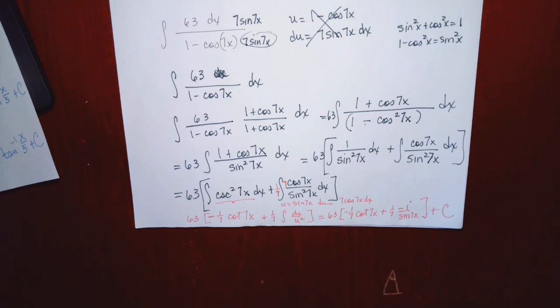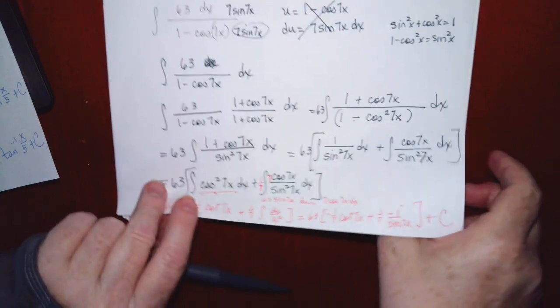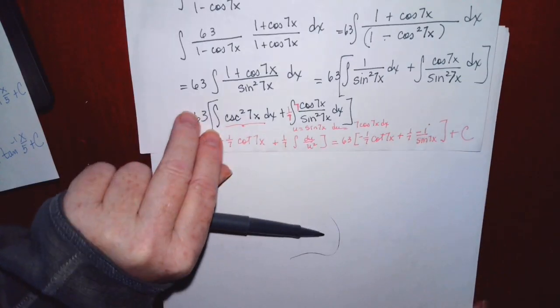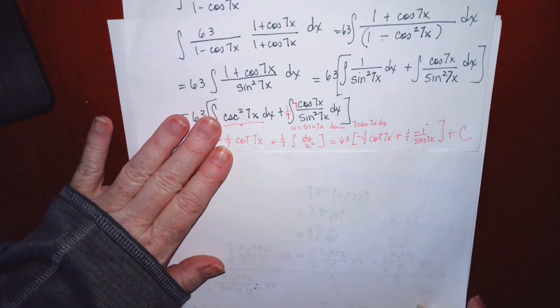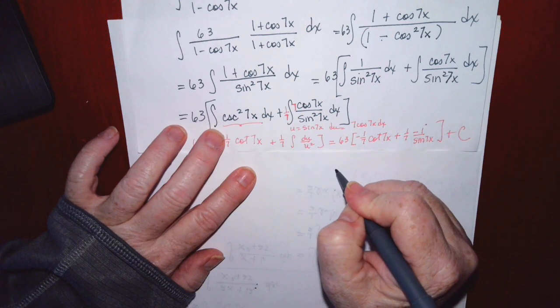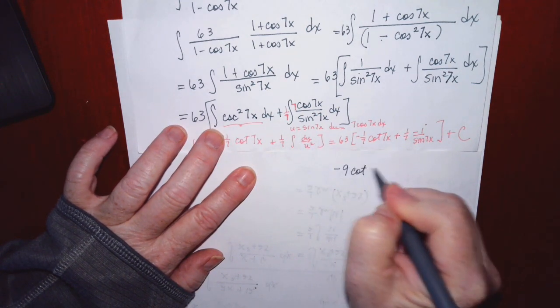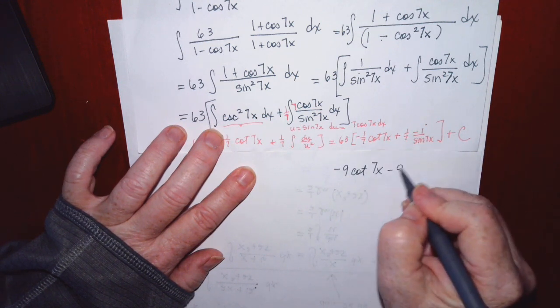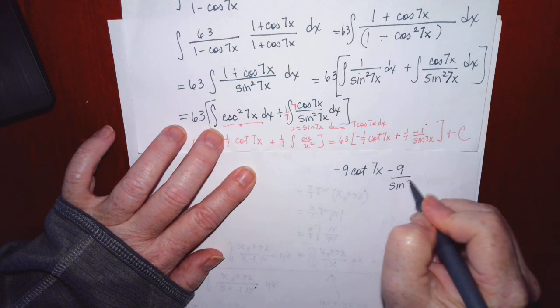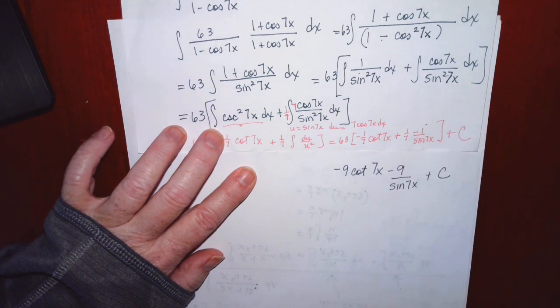And of course you could go ahead and multiply through by the 63 times negative 1/7 and get negative 9 cotangent of 7x minus 9 over sine 7x. I mean, the calculus part is done there, right? But if you wanted to simplify it trigonometrically, you could rewrite that as, I mentioned, negative 9 cotan of 7x, 63 times 7 times negative 1 is negative 9 over sine of 7x plus c.